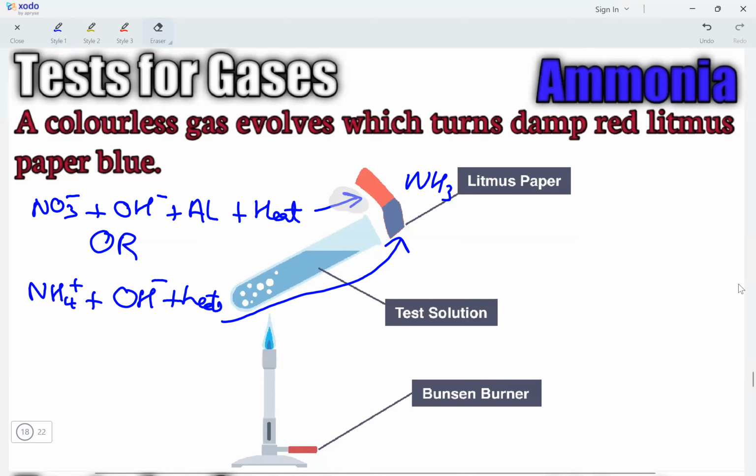being liberated, and ammonia turns litmus blue because ammonia is basic in nature and litmus paper appears blue in a basic solution. So this is the test for the presence of ammonia.